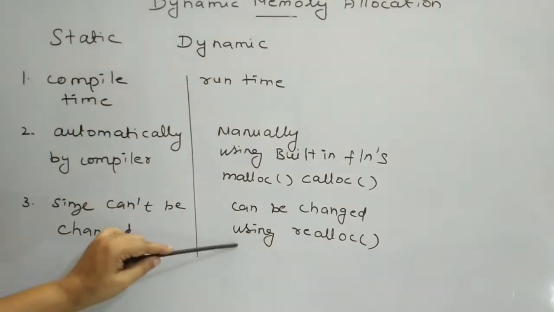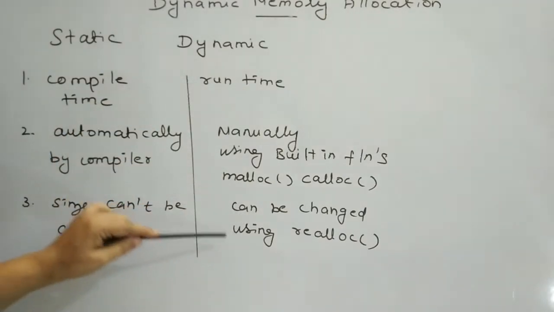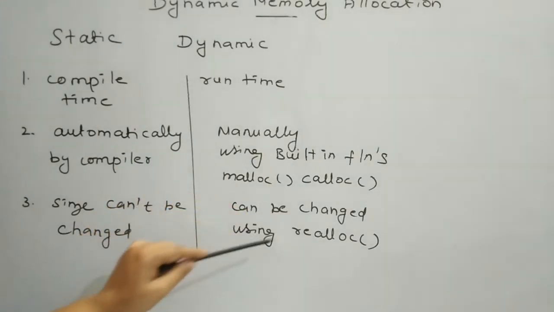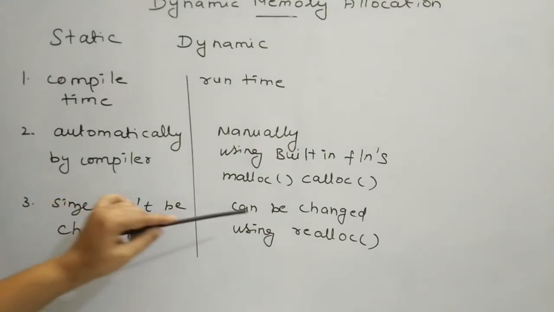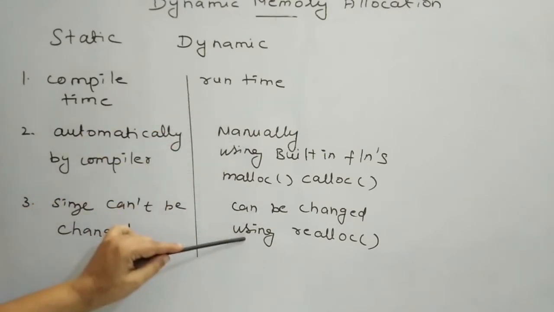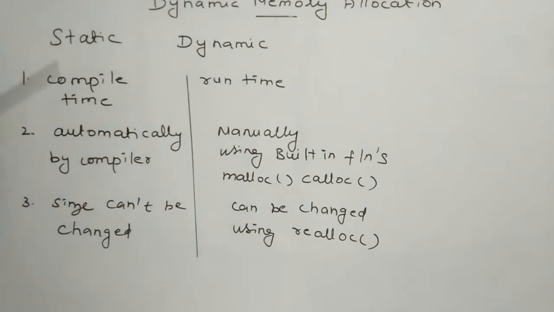In case of dynamic memory allocation, the size of the memory block which we have allocated can be changed using the function called realloc. The size of the block of memory allocated can be changed in dynamic memory allocation. In case of static memory allocation, the size of the memory cannot be changed. So we have discussed the difference between static and dynamic memory allocation.